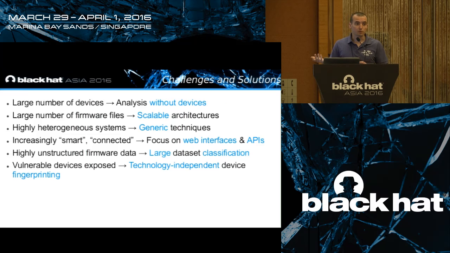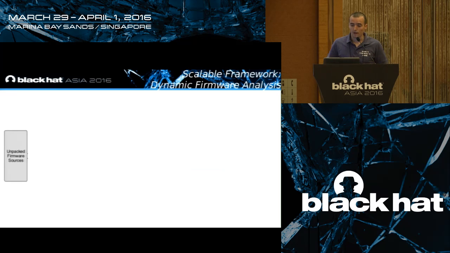One way to do this is to use the web interfaces for the web-enabled devices and use other kinds of techniques for non-web-enabled devices. So, one approach to do dynamic firmware analysis is basically to take each device, connect it to your network, connect some kind of JTAG or UART debug interface, and start poking at the device and see what happens. But as told previously, we don't want to mess with devices. So we try to do analysis without devices.